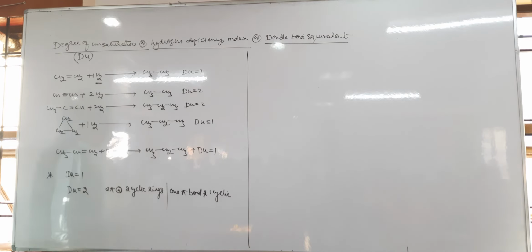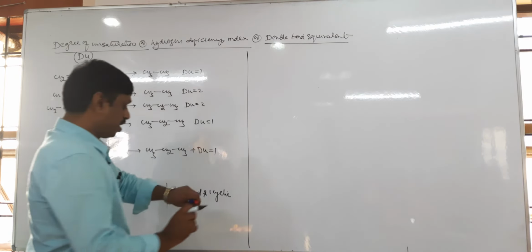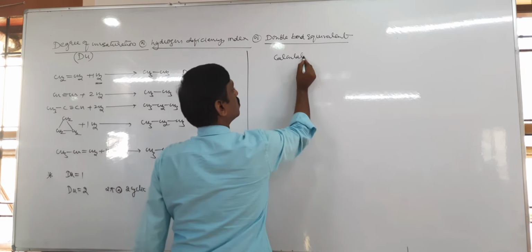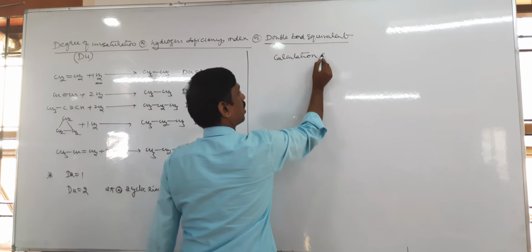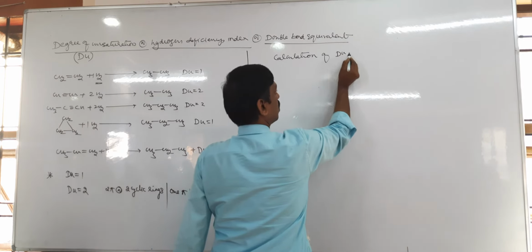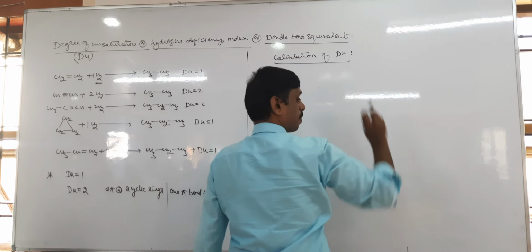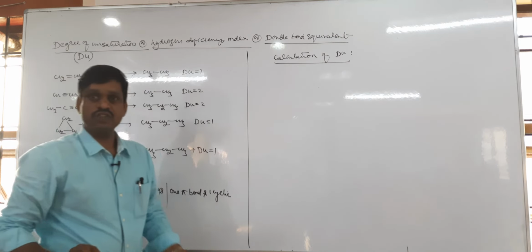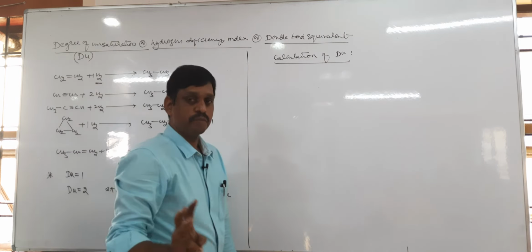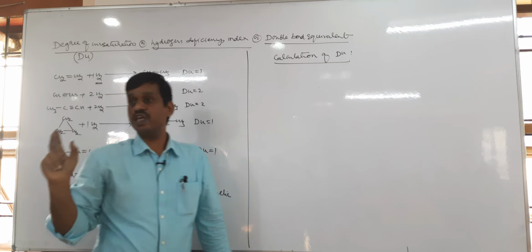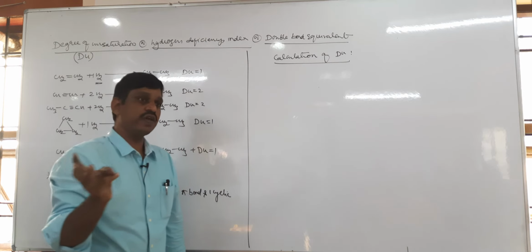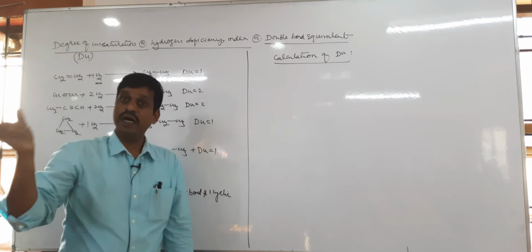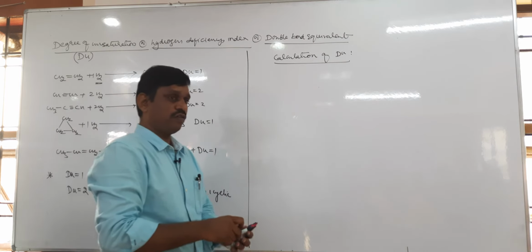Okay. Next, calculation of degree of unsaturation. There are two cases. Case 1, if the structure is given, it is very easy to calculate, right? And if the molecular formula is given, we have a separate formula.